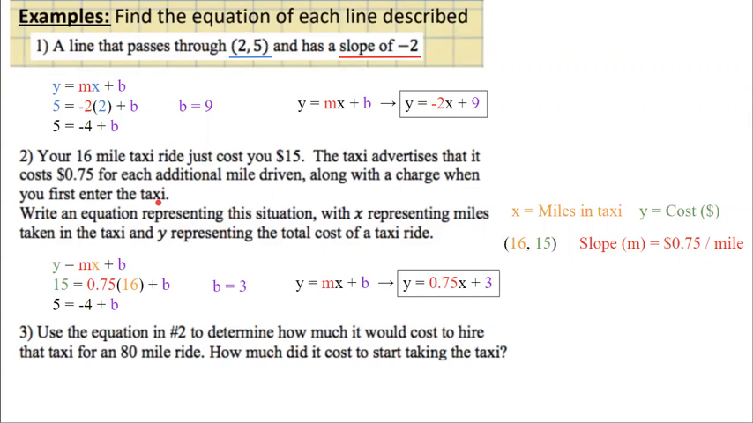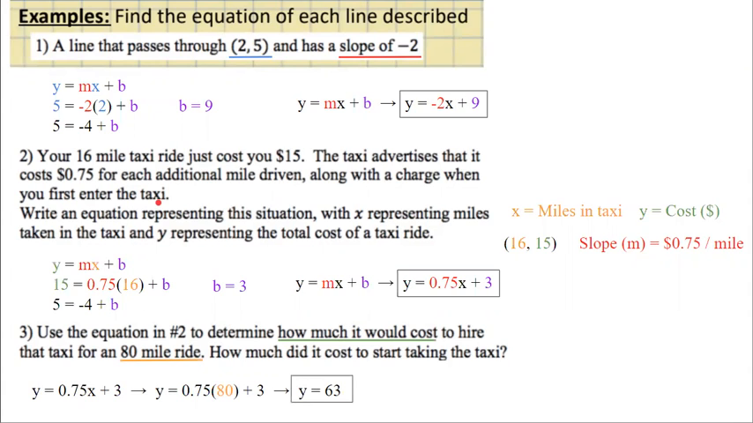Now, number 3 is more of a follow-up question. Firstly, we're asked to find the cost of an 80-mile ride on that specific taxi. And remember that the cost is represented by the y variable, so we're going to be solving for y, and that the distance driven is x. So we're going to substitute 80 for x and then solve. It's just some arithmetic after that, and you'll get that the cost of the ride is a whopping $63.